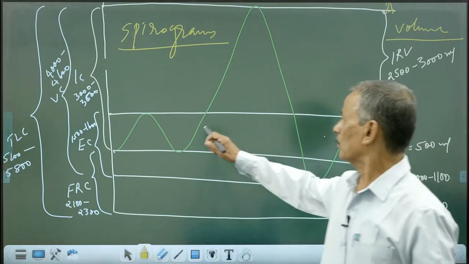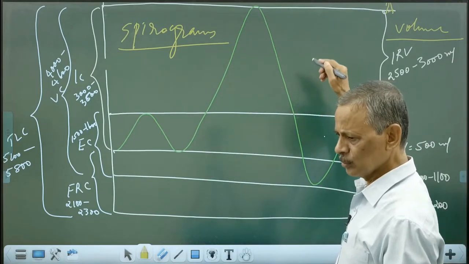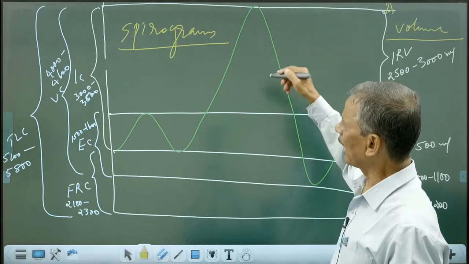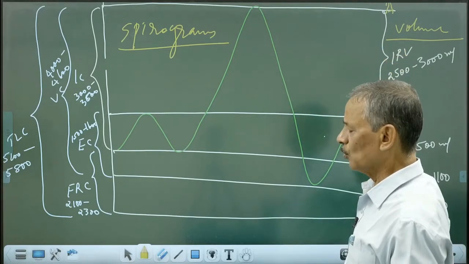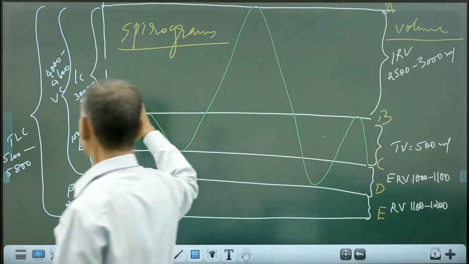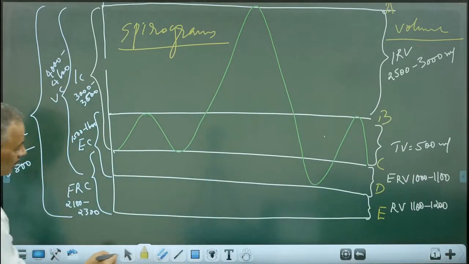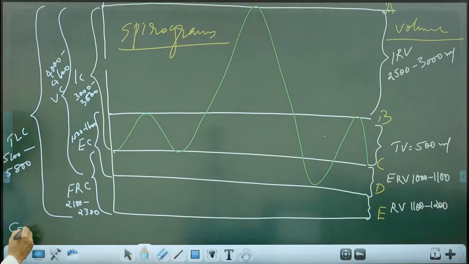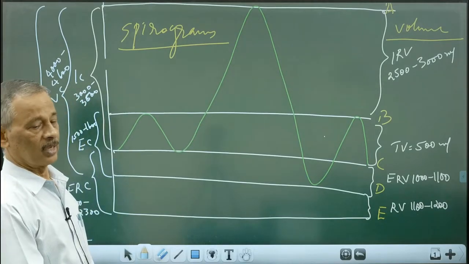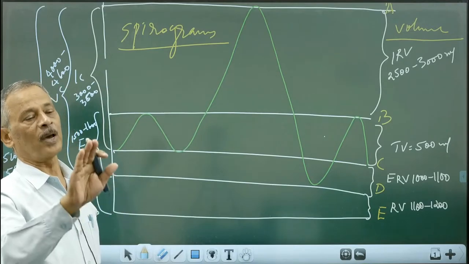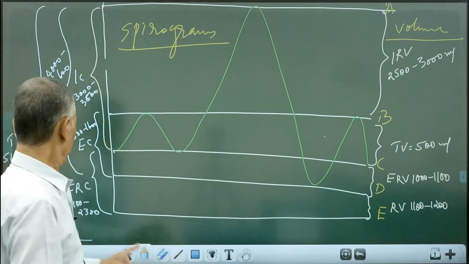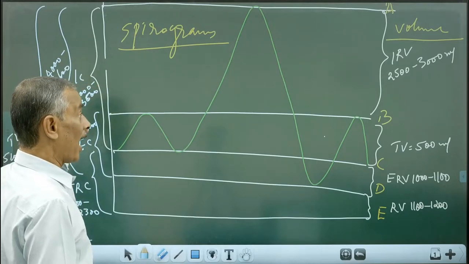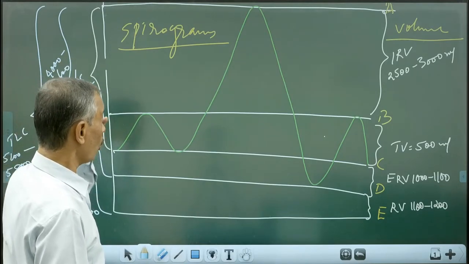This graph is obtained by plotting those values, and from these volumes we calculate and get capacities. What is a capacity? Capacity is obtained by adding two or more volumes together. We never get it from the spirometer directly. We have to calculate. Capacities are obtained by adding two or more volumes together.